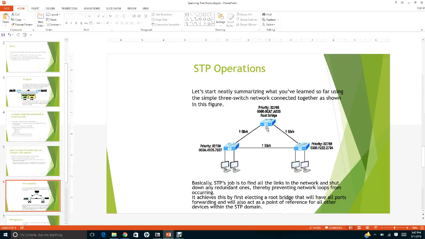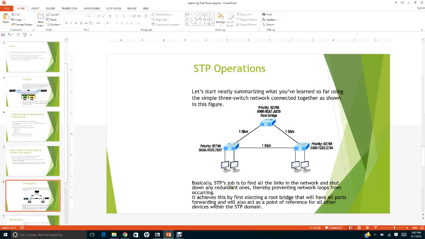Notice that this switch is 0000 and this is 000A and 0030 in hexadecimal. S1, switch 1, has the lowest BID, right, by looking at the 0000. Okay, so once we find the root bridge, this is going to be the forwarding port, and this is the forwarding port, because the ports on the root bridge will be forwarding ports.